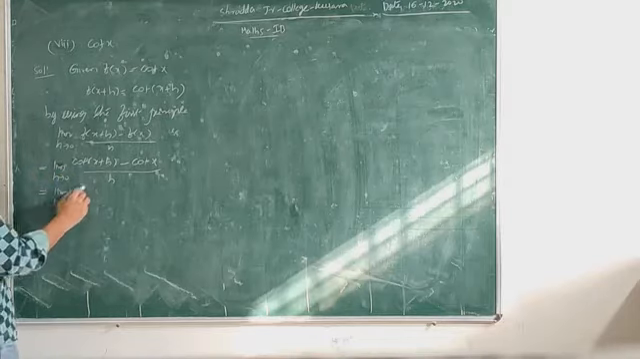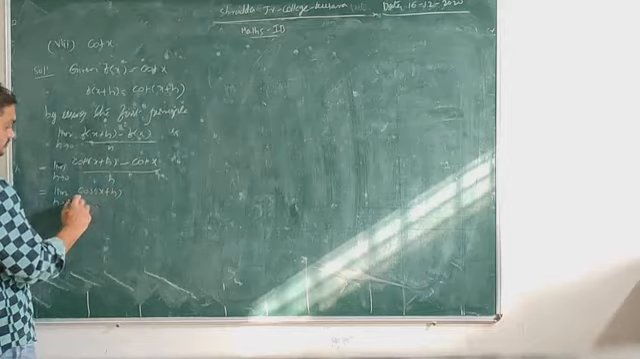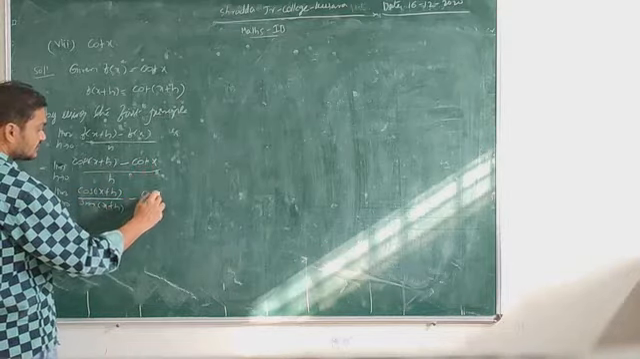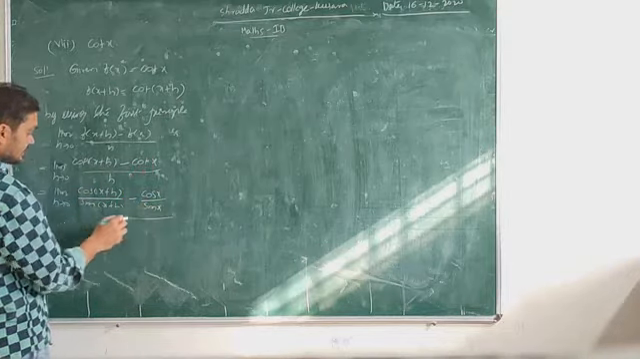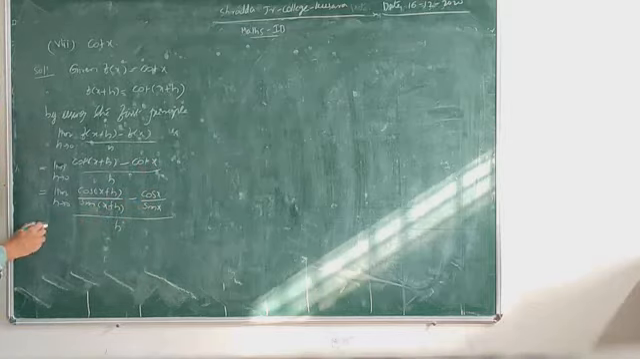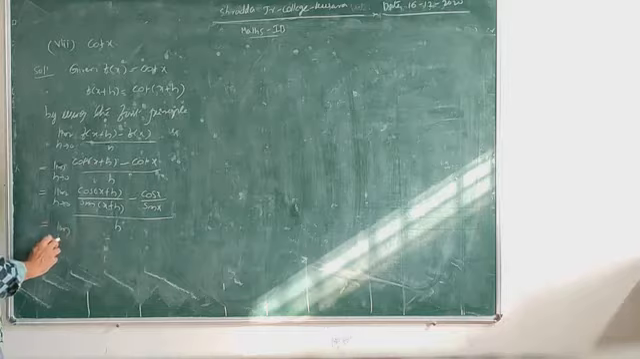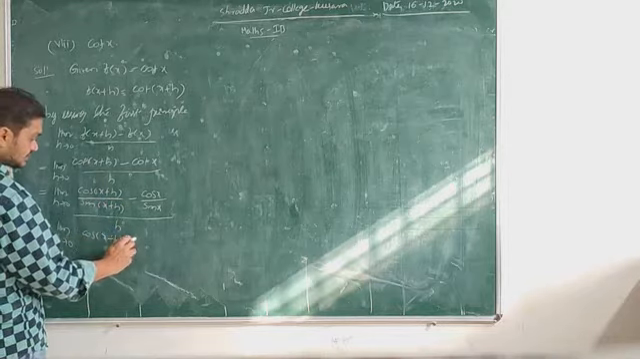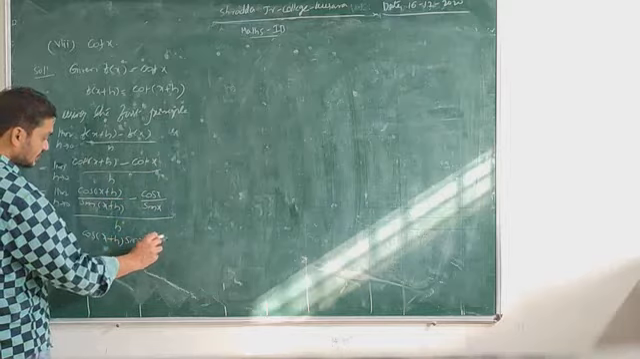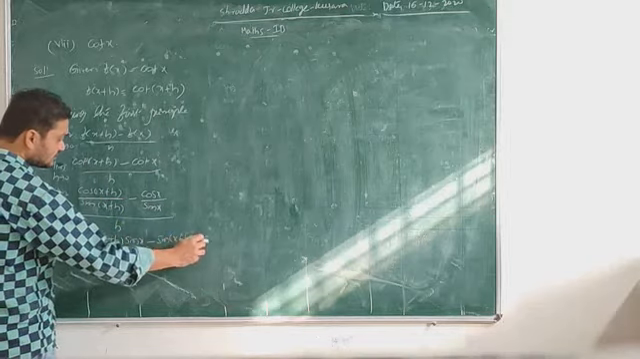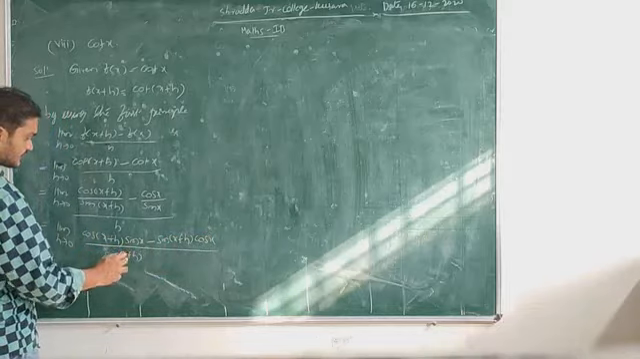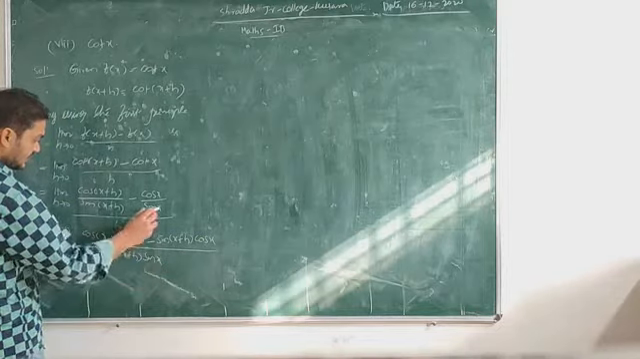Cot of x plus h. Cot theta means what? That is cos by sin. Now cot x means what? Cos x by sin x, by h. Now this is equal to limit h tends to 0. Now what is the LCM here? Cos of x plus h into sin x minus sin of x plus h into cos x by sin of x plus h into sin x into h.